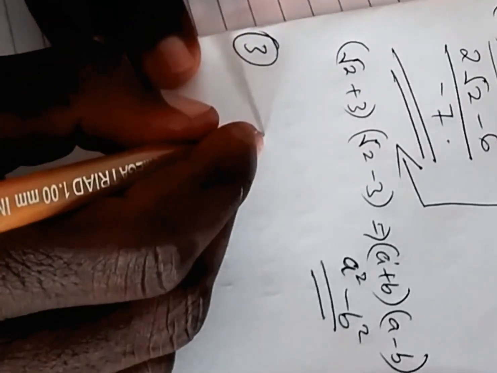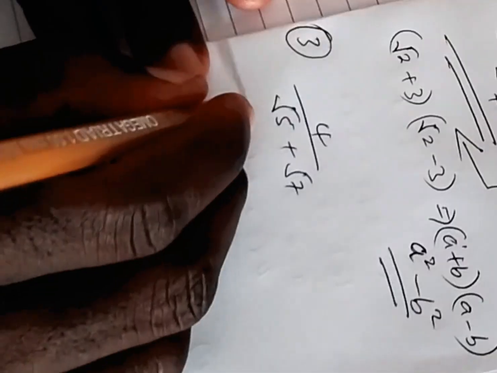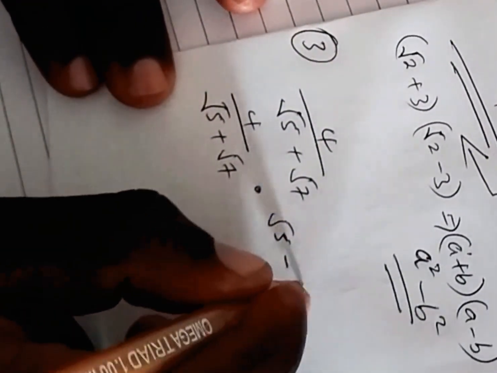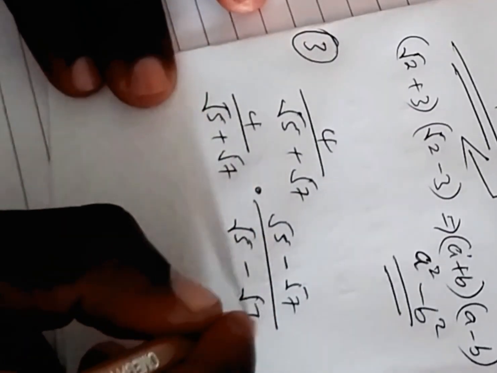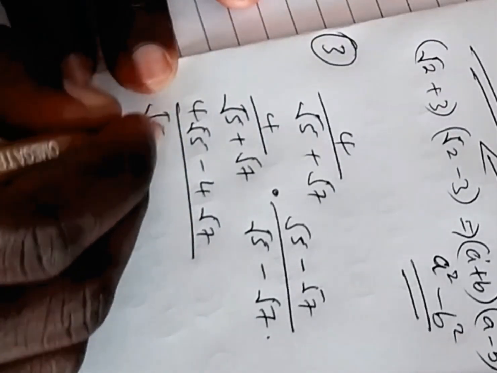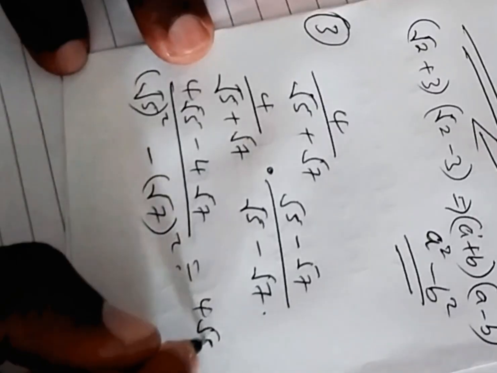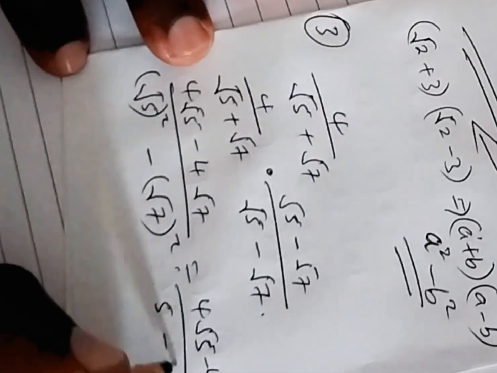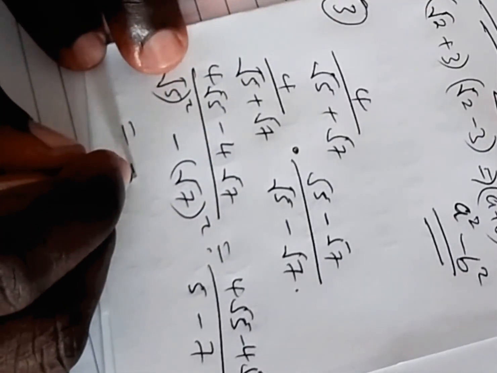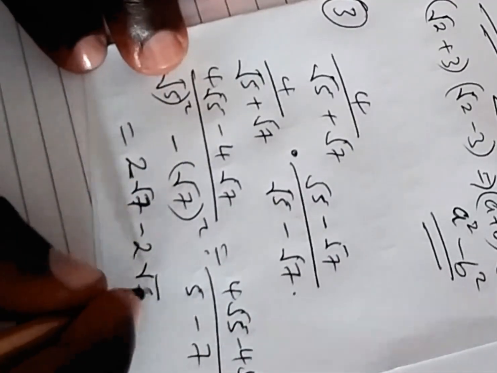Number 3: 4 over root 5 plus root 7. How do you rationalize this? This will be 4 over root 5 plus root 7, multiplied by root 5 minus root 7 over root 5 minus root 7. This will be 4 root 5 minus 4 root 7 over root 5 squared minus root 7 squared, which gives 4 root 5 minus 4 root 7 over 5 minus 7. The final answer will be negative 2 root 5 plus 2 root 7.